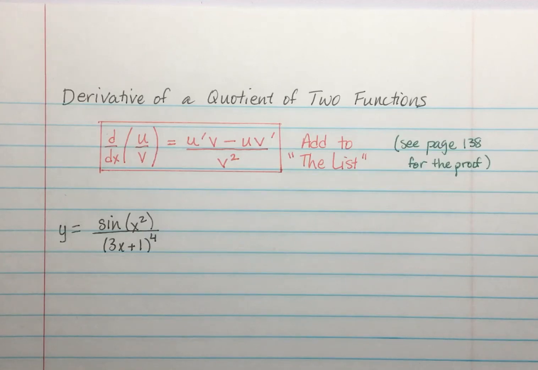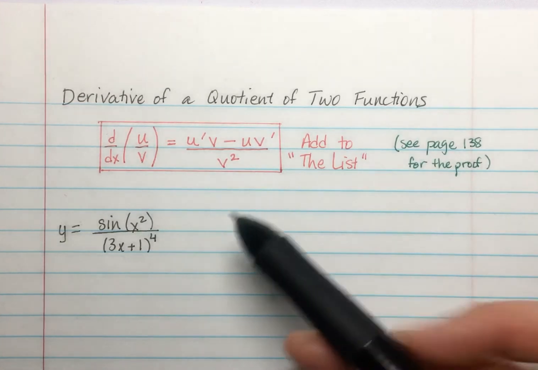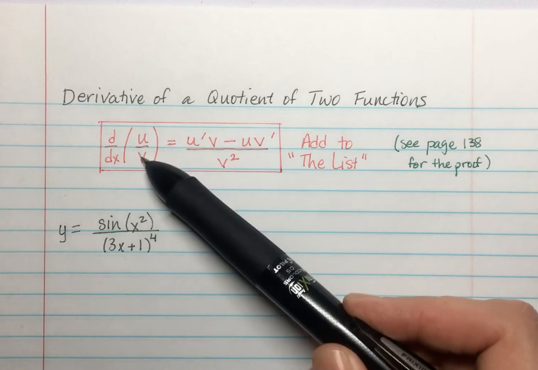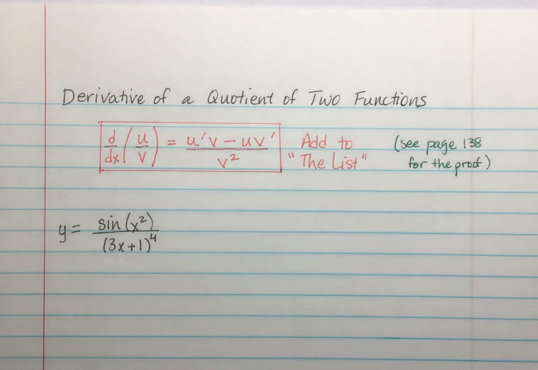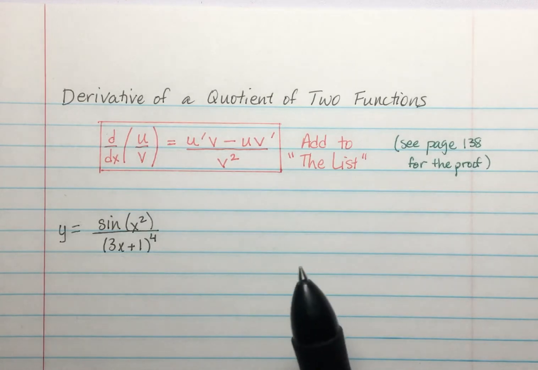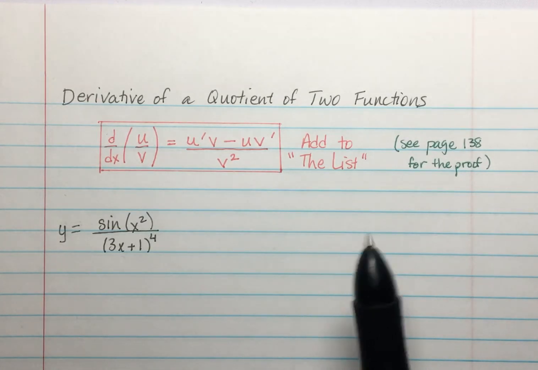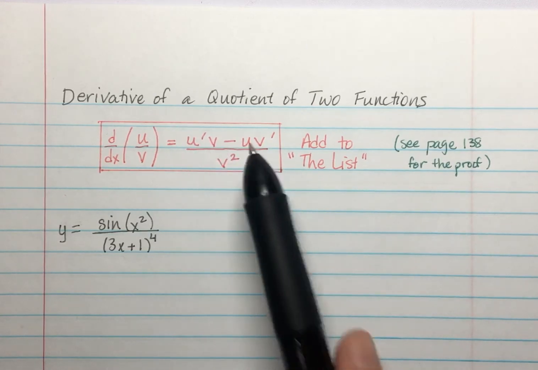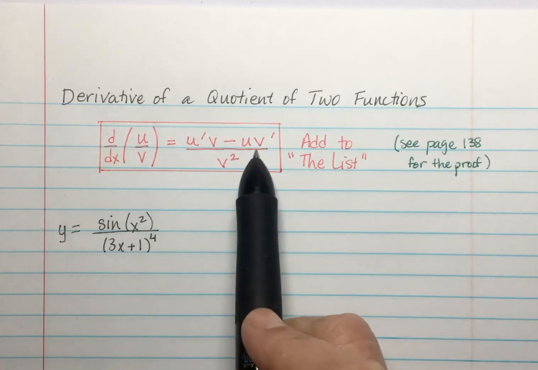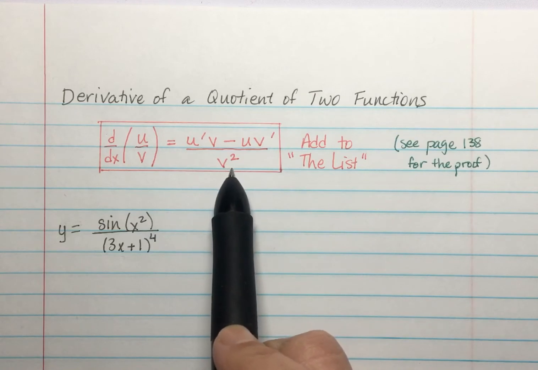Hey everyone, we are looking at the derivative of a quotient of two functions. Remember, quotient just means divide. So if you have two functions that are divided, u over v, where u and v are the functions, just like with the product rule, it would be so nice if it was just u prime over v prime, but of course it's not. It's actually this whole thing: u prime v minus uv prime over v squared.